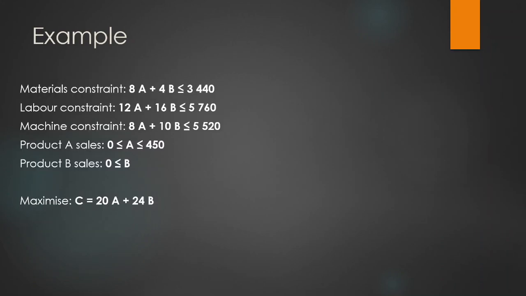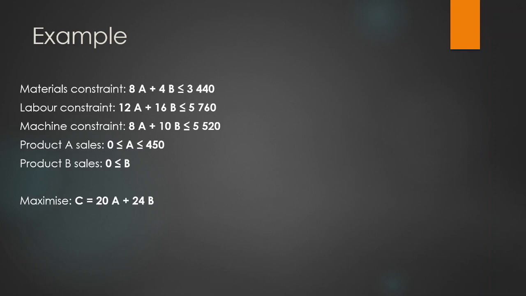Great, so our constraints are now on screen. If you can't remember how we arrived at these constraints, please revisit our second video in the series on the graphical approach. Now, in developing our initial matrix, we need to remove the inequalities, which are the less than or equal to signs, and replace them with equals signs. To do this, we need to introduce something called a slack variable. The slack variable represents any potentially unused capacity of the constraint.